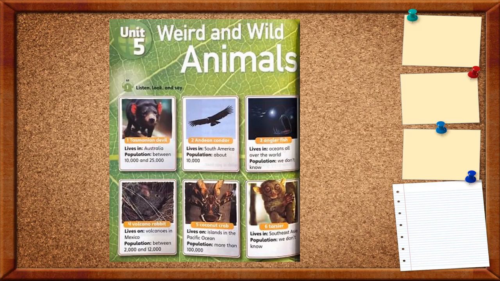Hi kids, today we're going to start with unit number 5. It is called Weird and Wild Animals. We're going to practice the vocabulary.